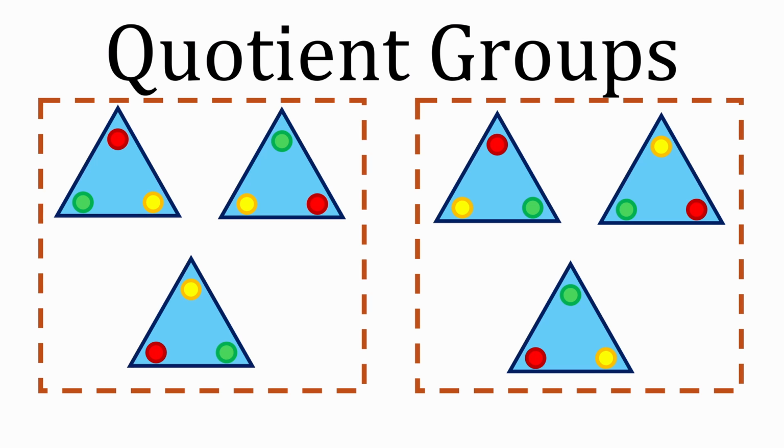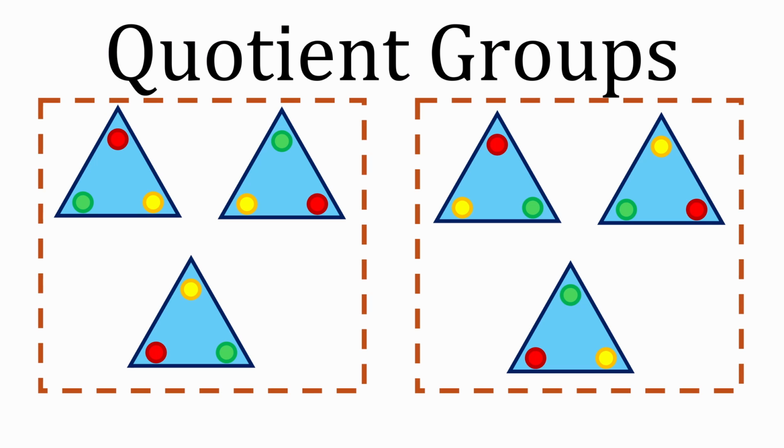In this example, the symmetries in the box on the left are just rotations of each other, and likewise for the box on the right. However, you cannot get from one box to the other with only rotations. You must instead use a reflection to jump between boxes. Each box is called a coset.